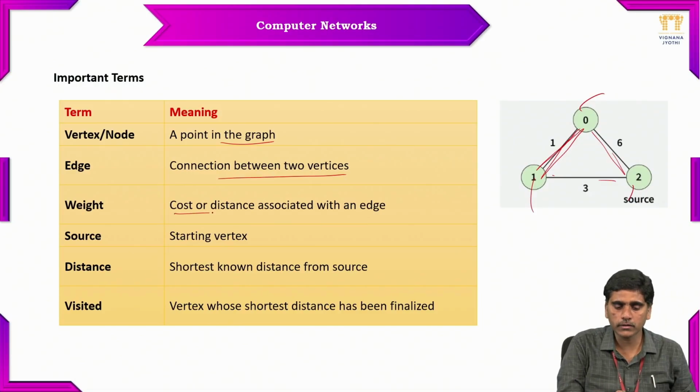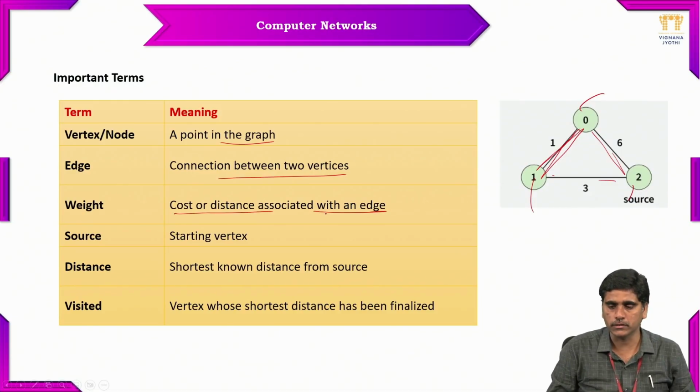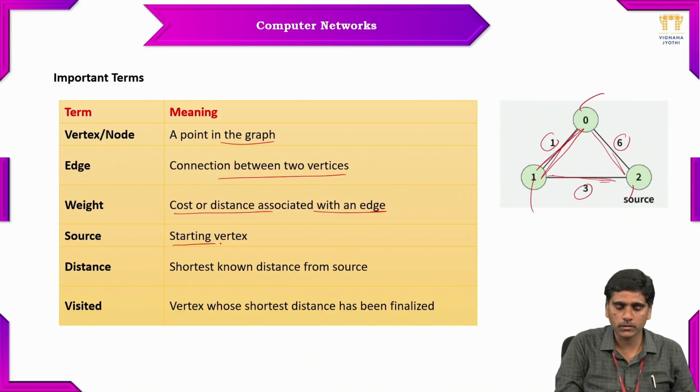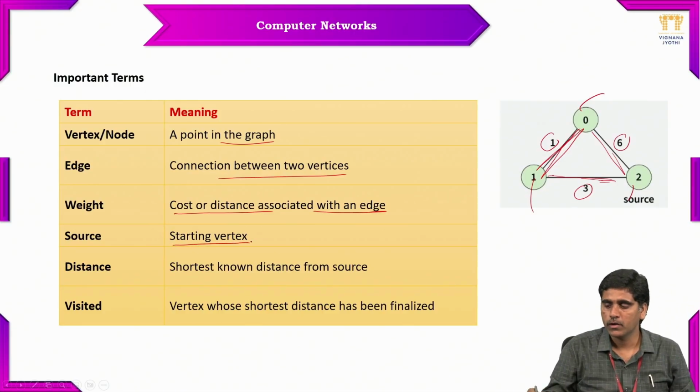And the weight is the cost or distance associated with an edge. Because these weights are there, we take it as a weighted graph. The source is the starting vertex, the one from which we start. Here in this diagram we are showing that 2 is the source. That is the starting vertex.